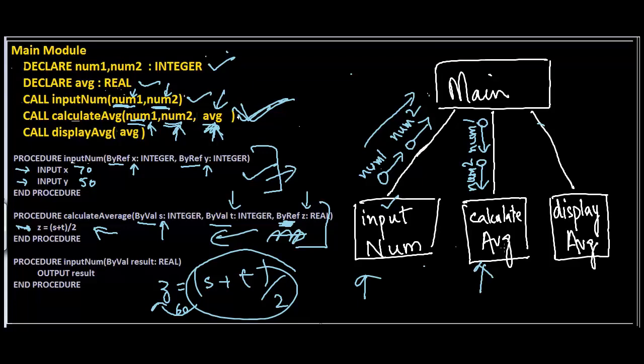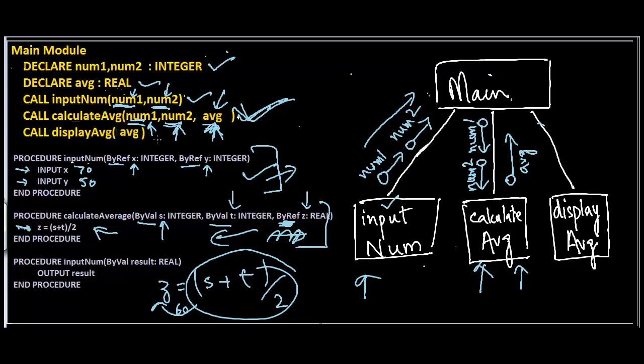Therefore, when this procedure executes, the value of num1 does not get modified, the value of num2 does not get modified, but the value of AVG gets modified, and we need to show that this procedure has modified the value of AVG before returning control back to the main module.